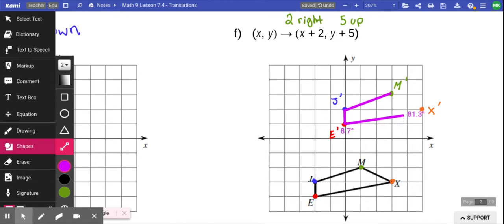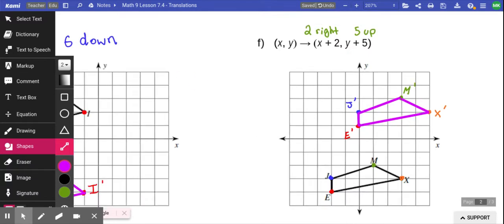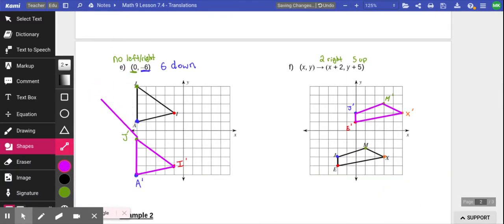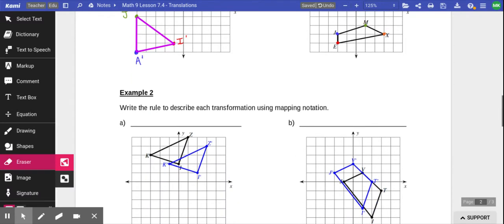I moved my corners. And you should notice that the shape is identical. The shape didn't change at all. It's just moving locations. Fantastic. Sorry, I keep drawing lines every time I want to move things.